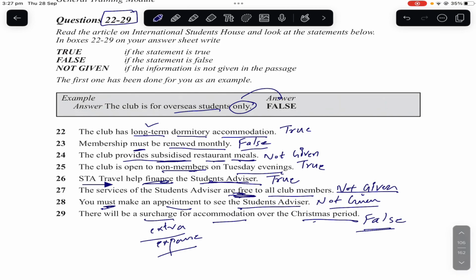So that's how I would be able to get my true, false, and not given. So this is what I wanted to share in this particular video. I hope it was helpful.